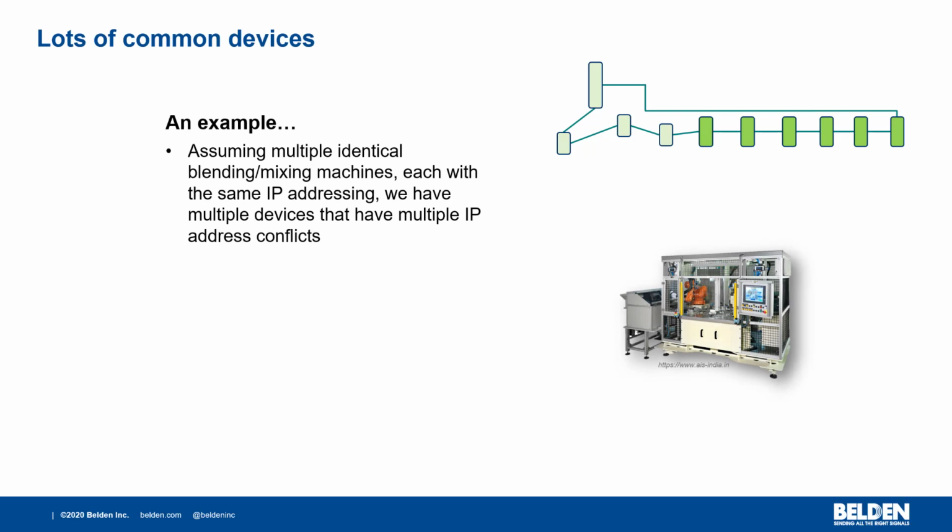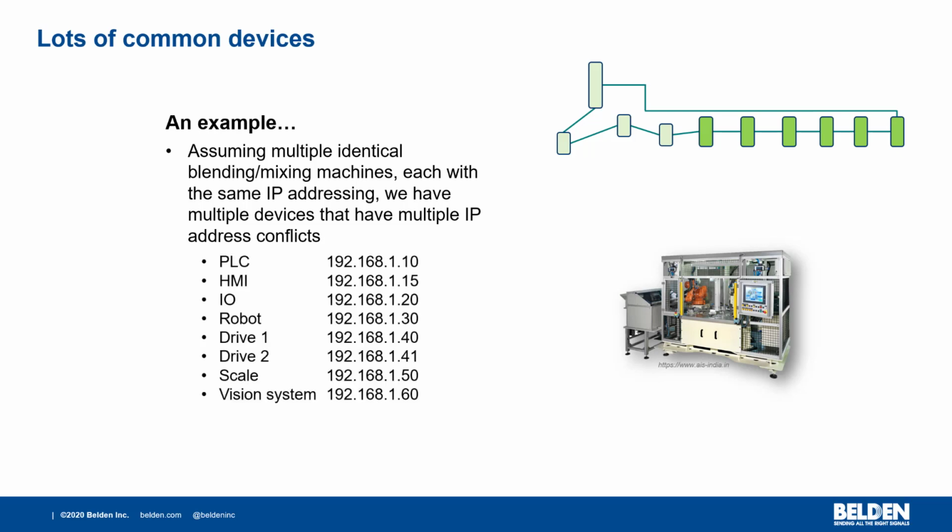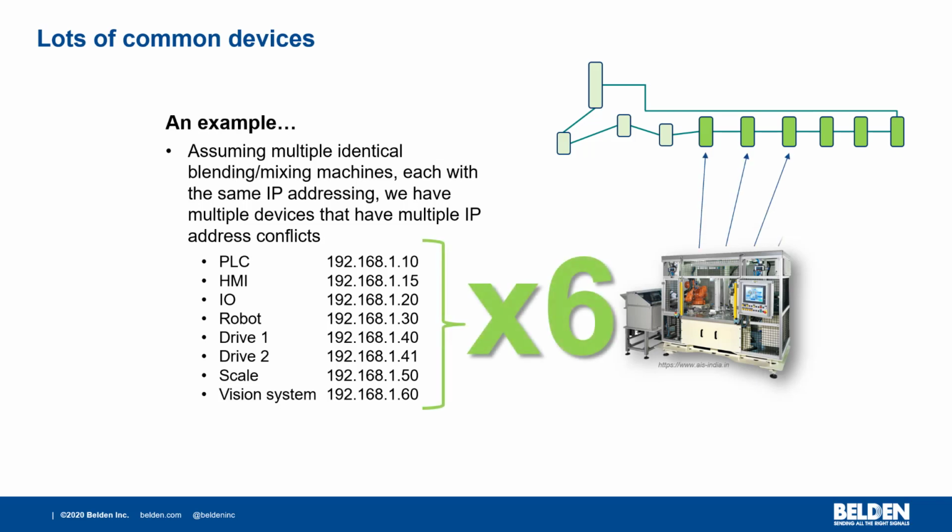To illustrate our issue in the blending and mixing line, we have several of the smaller machines in the production cells that are replicated six-fold. Each of these machines has a PLC with a 192.168.1.10 IP address, and an HMI with a 192.168.1.15 address, and so on. And there are 6 of these, all having the same IP addressing scheme. And this is replicated across all of the other production lines, some with the same subnet, some with others, and it's just an absolute mess.